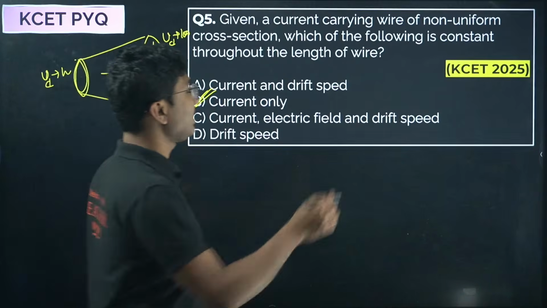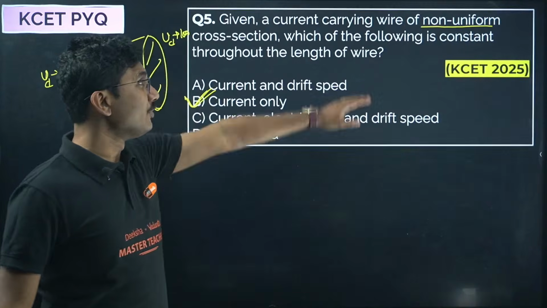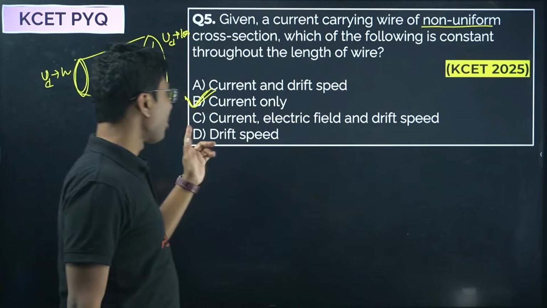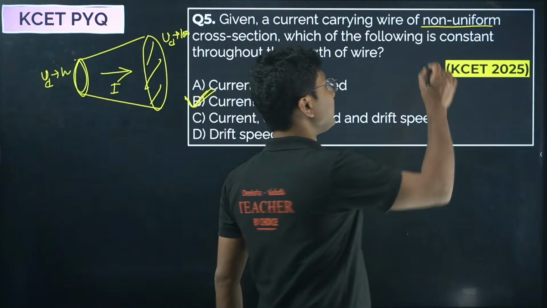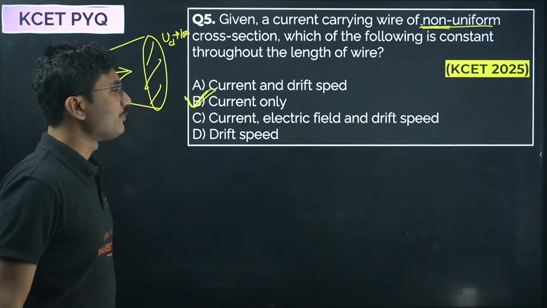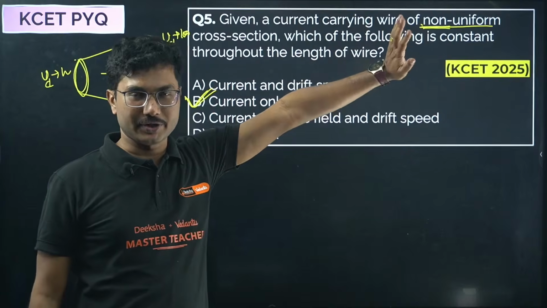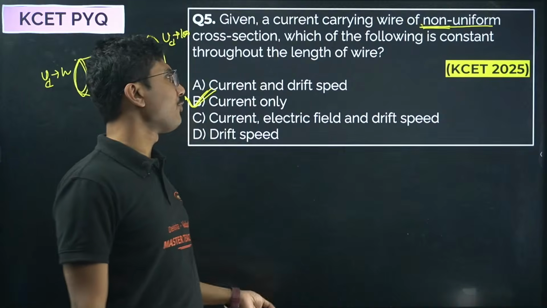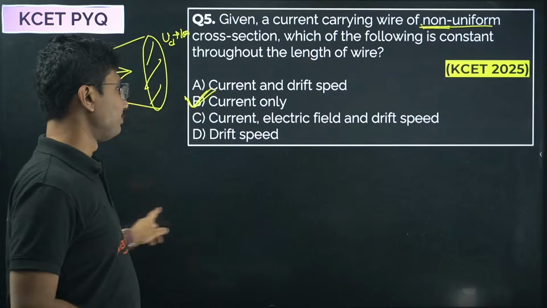If you see the question, it is mentioned non-uniform. If the question had asked uniform cross section, then option C is correct. But in the question they have mentioned non-uniform. So this "non" is very, very important to look for. If the same question comes in your board exam, they might give you uniform cross section. For uniform cross section, everything is constant, but in non-uniform, only current is constant, not drift speed.